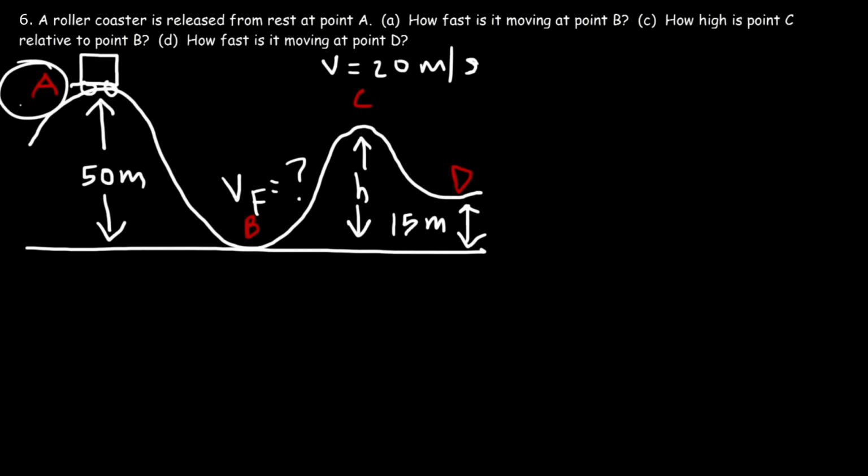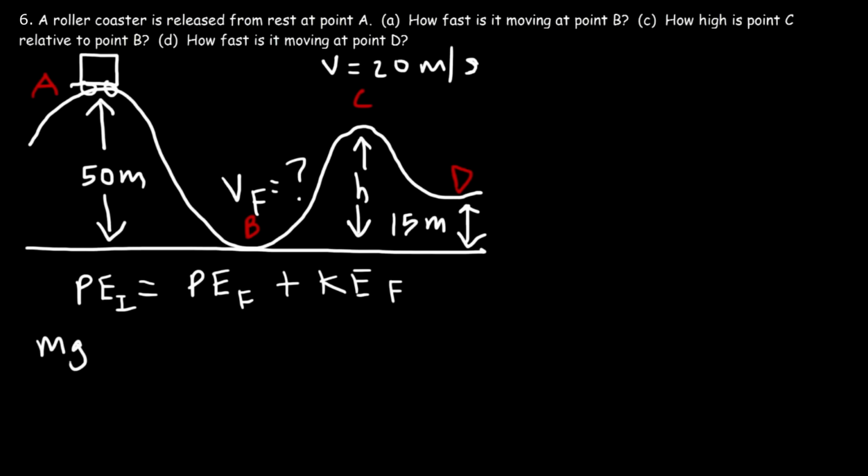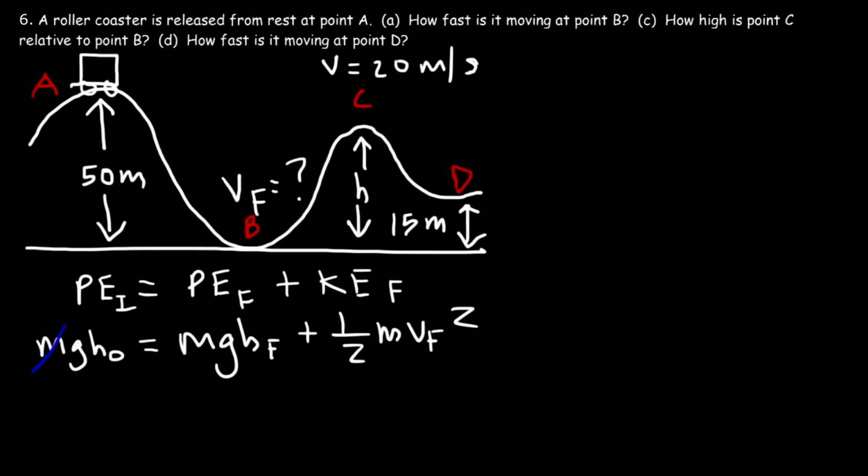So I'm going to focus on point A as my initial point. So at point A, all we had to begin with was potential energy. At point C, the object is above ground level, so it has potential energy. Now it's still moving at point C, so it also has kinetic energy. So we need to start with this expression. So we have mgh initial is equal to mgh final plus 1/2 mv final squared. Now we could divide every term by m, and so we have this expression. gh initial is equal to gh final plus 1/2 v final squared.